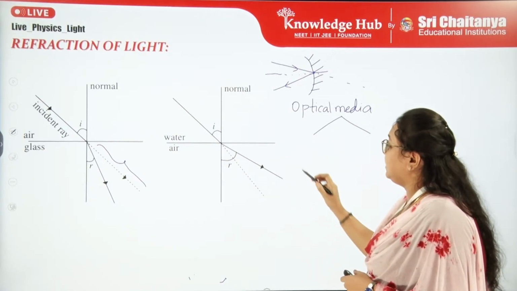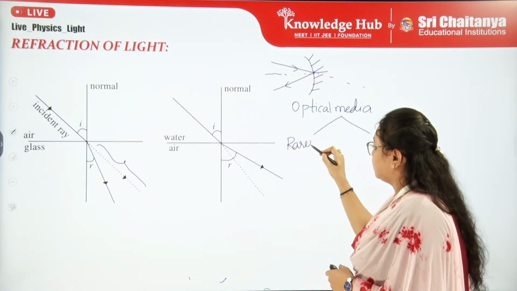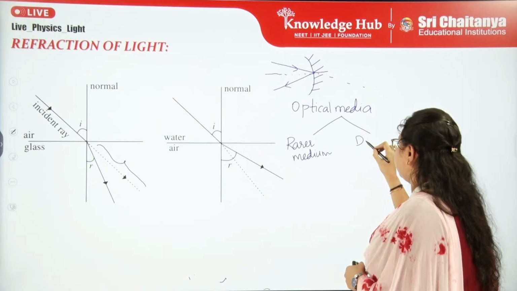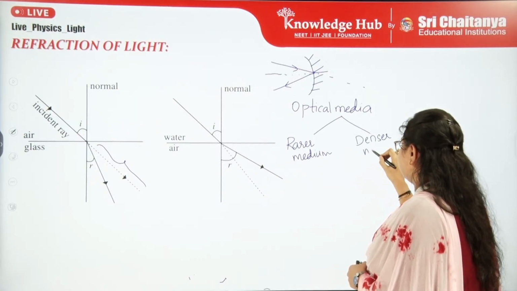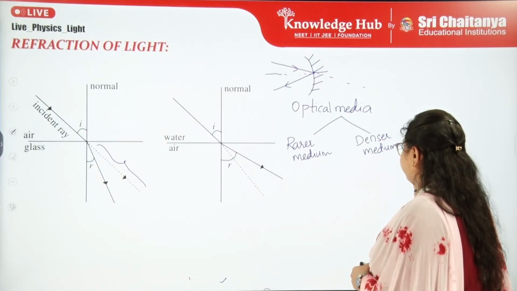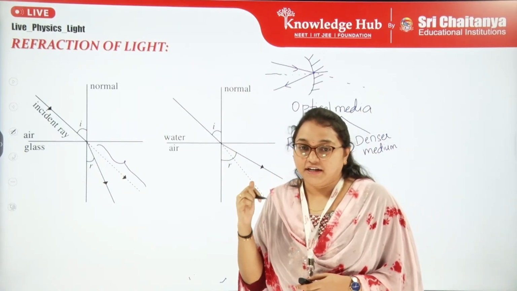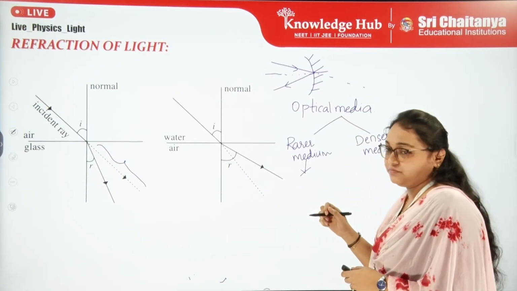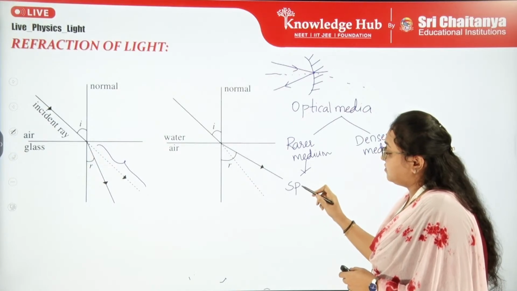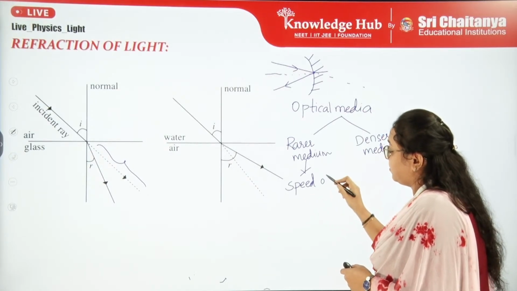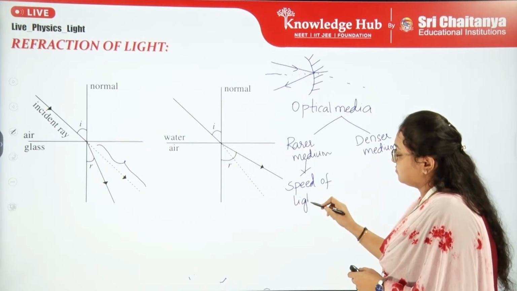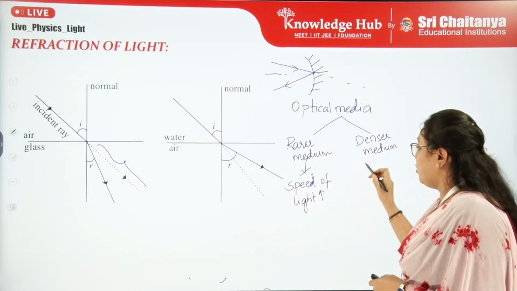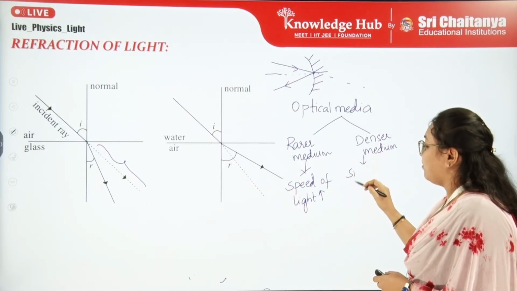One is optically rarer medium and the other one is optically denser medium. In optically rarer medium, the speed of light is more. So light travels fast in optically rarer medium. And in optically denser medium, the speed of light is less.